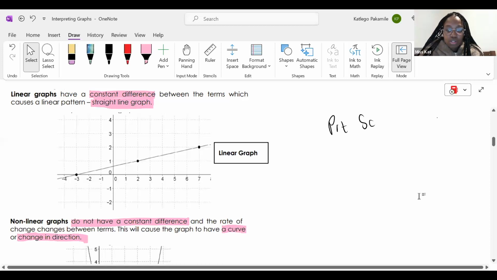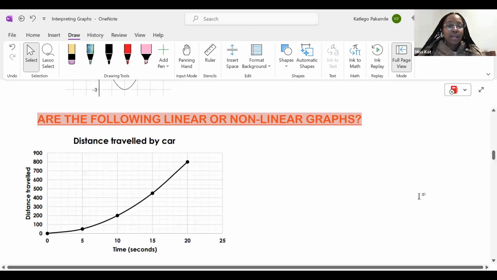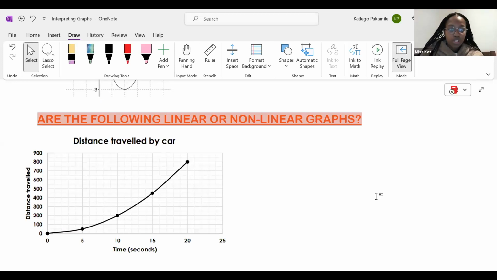Let's go back. Is the following graph linear or non-linear? Remember the two conditions for linear graphs. Komodo already says non-linear. This is a graph that represents the distance traveled by a car. There are 75 of us in here, so I'm expecting way more answers than I'm seeing right now. Non-linear. Non-linear.